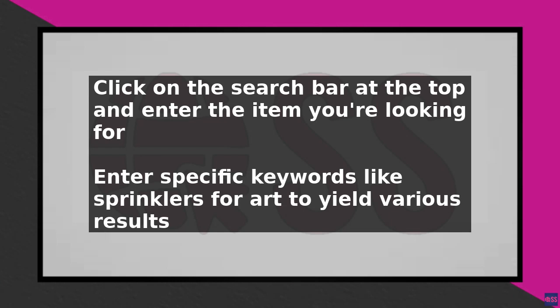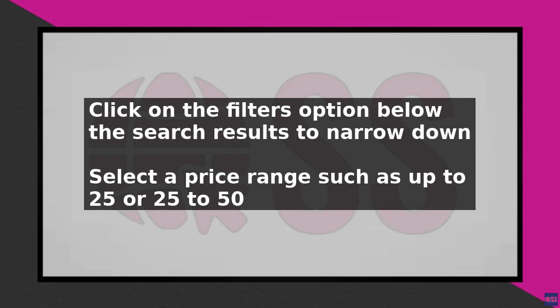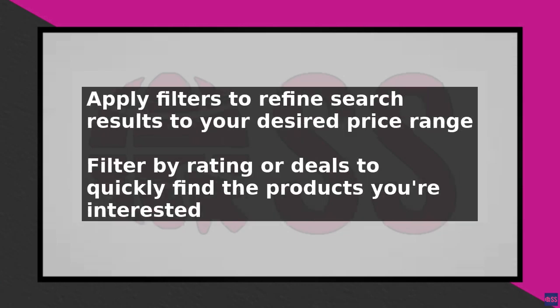To narrow down your search by price, click on the Filters option, which is usually located below the search results. Under the suggested filters, you can select a price range, such as up to $25 or $25 to $50, and also filter by rating or deals. By applying these filters, you can refine your search results to only show items within your desired price range. This feature helps to quickly find the products you're interested in, without having to sift through numerous results.